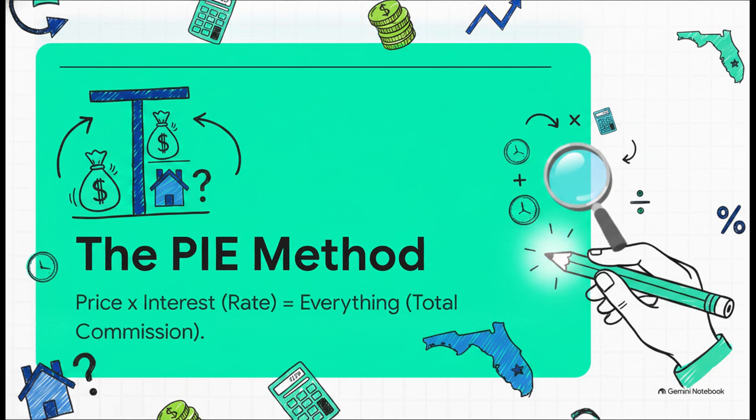If you know any two of these values, you can instantly find the third just by working forwards or backwards. Need the total commission? Just multiply. But if you're given the total commission and need to find the sale price, well, then you just divide. Making this formula your absolute best friend is going to save you a massive amount of time on test day.